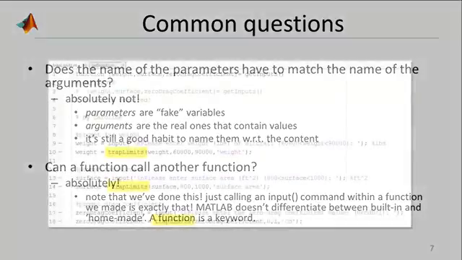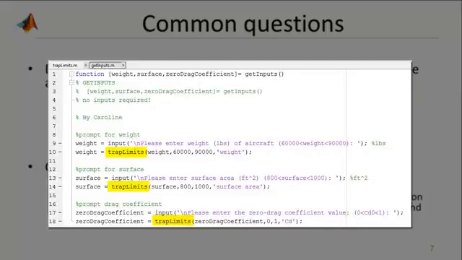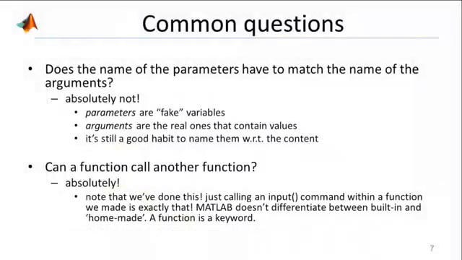When we created getInput, notice I copy-pasted the calls. So getInputs calls the trap the user function, which calls the input function. There is absolutely no limit to how many times a function can be called.